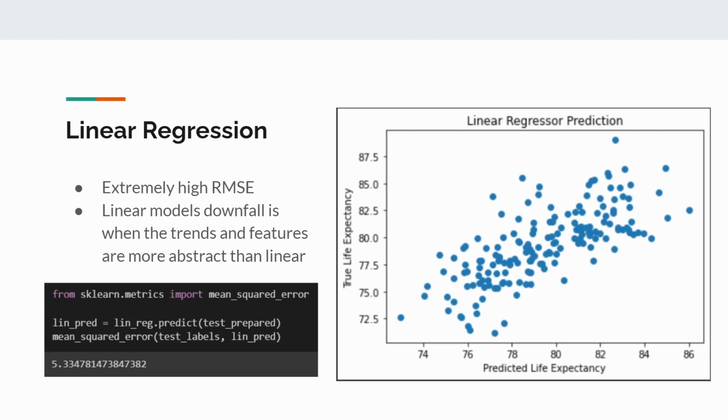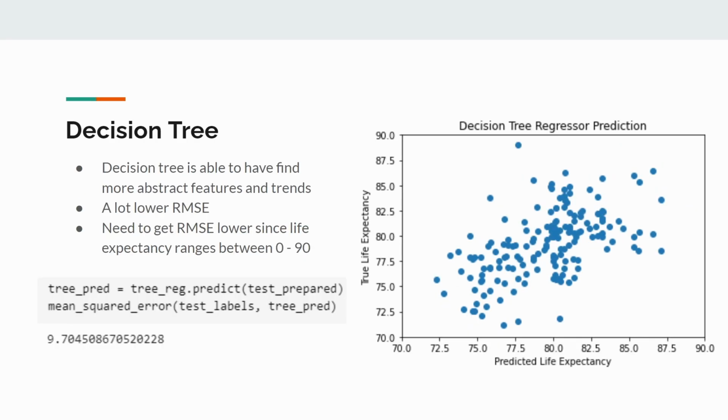This could potentially be because such a simple model as linear regression struggles with categorical data, such as our rural-urban data. The next model we decided to use was the decision tree. A decision tree is a form of ensemble learning, which uses multiple different models to find the best parameters for the model. Because of this, the decision tree is able to find more abstract features and trends in the data, unlike linear regression. As you can see, there is a lower RMSE of 9.7. However, we wanted to get the RMSE lower since life expectancy ranges between 0 and 90 years.